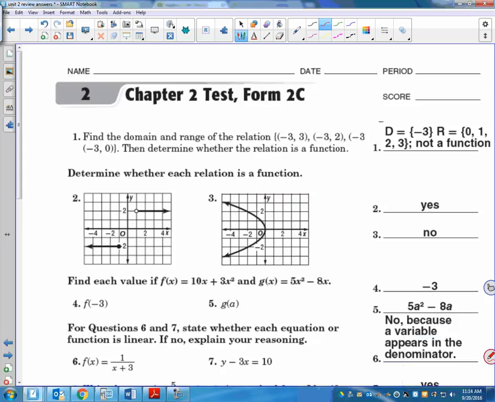So not a function. And then number 2 and number 3, is it a function? Remember, a function passes the vertical line test. So number 2 definitely passes the vertical line test. But number 3 does not pass the vertical line test because the x's repeat themselves.